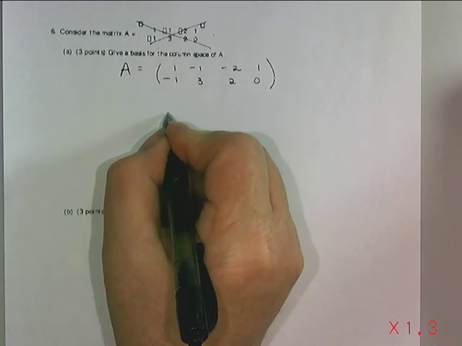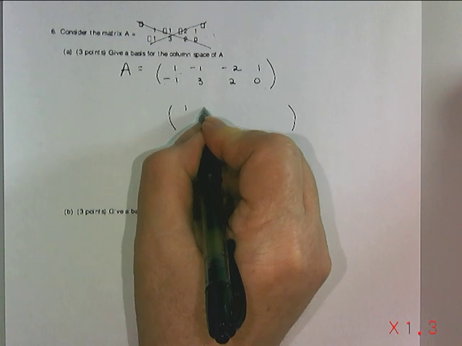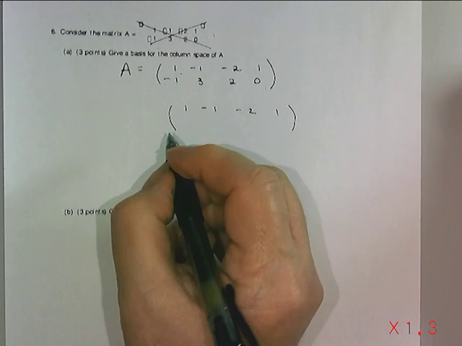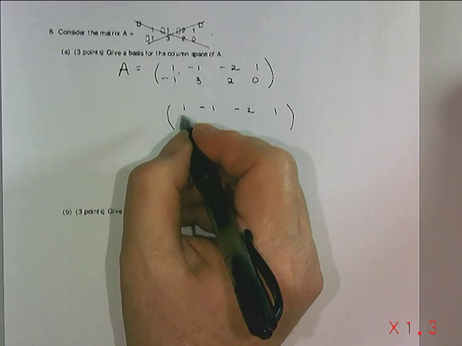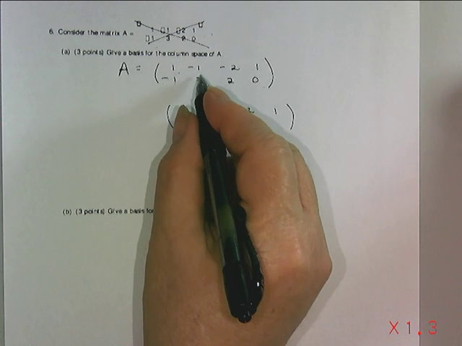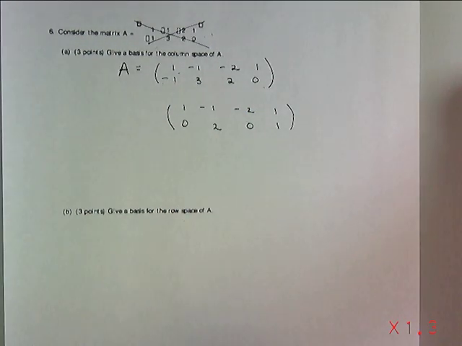Which means that the row echelon form for A is going to be 1, -1, -2, 1. The first row remains the same. Then when I add the first row to the second, it will be 0 as I wanted, 2, 0, 1. So that's the row echelon form for A.